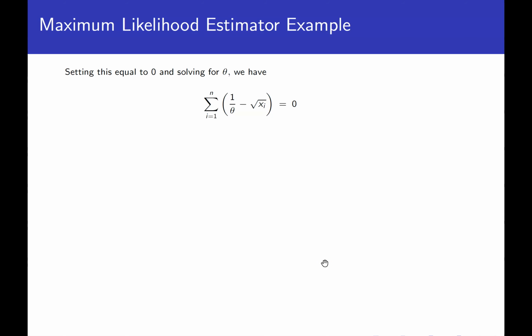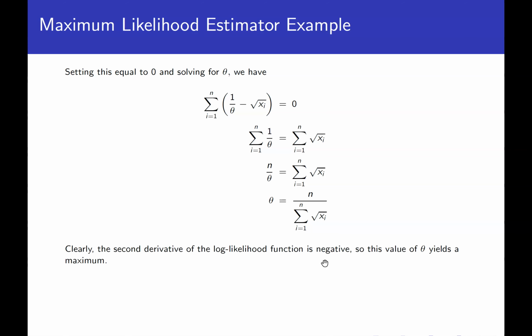We want to maximize the log likelihood function, which means that we need to set this equal to 0 and solve for theta. Split up your sum, move the part without theta over to the other side. We notice on the left-hand side, as far as i is concerned, 1 over theta is a constant. We add up a bunch of constants together n times, we just get n times the constant. So we get n over theta on the left-hand side. And again, we just need to solve for theta. So we get n over the sum of the square roots of the x sub i's.